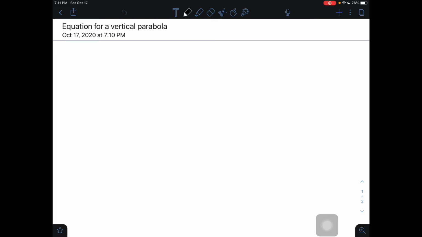Alright, so now we will be doing the equation for a vertical parabola. For a vertical parabola, we're going to still have that same base equation of ax squared plus cy squared plus dx plus ey plus f all equals 0. But when it is a vertical parabola, we're going to have c equal to 0 and a equal to 1.